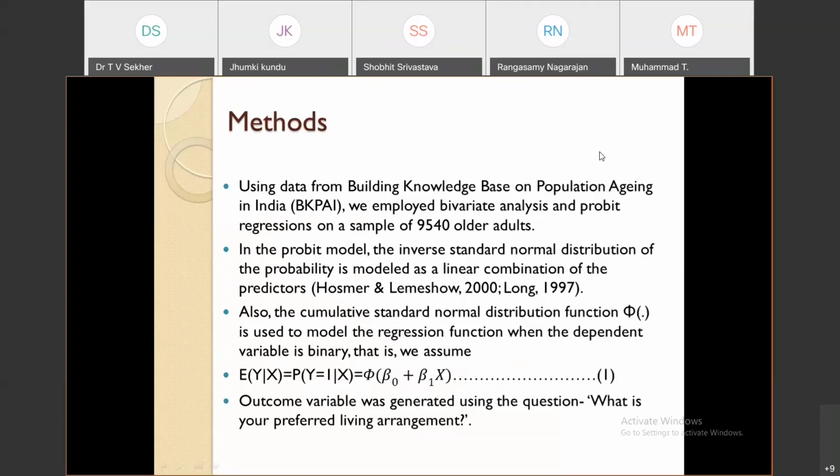Here the outcome variable we generated was using the question, what is your preferred living arrangement? We dichotomized it, seeing separate living, which includes living alone and living with spouse, and all the other living arrangements as co-residential arrangements.